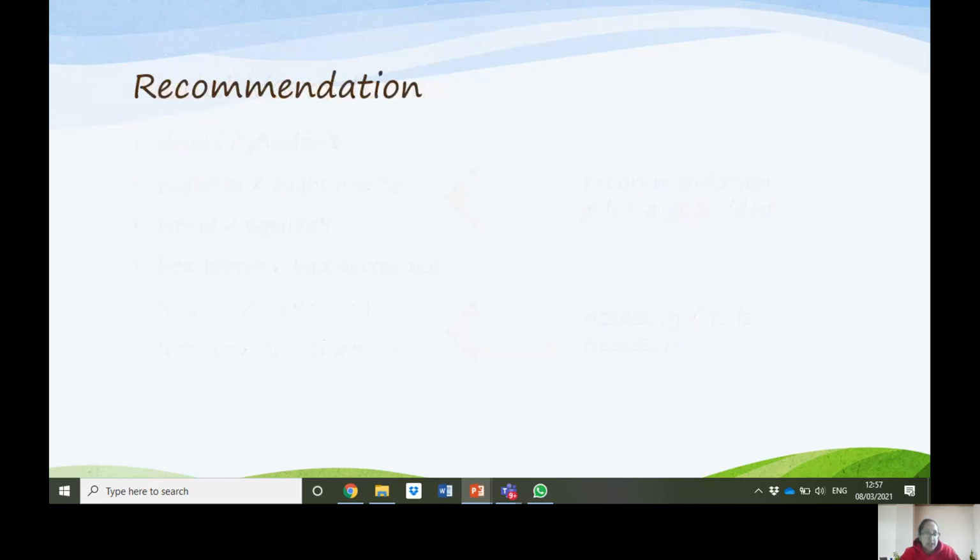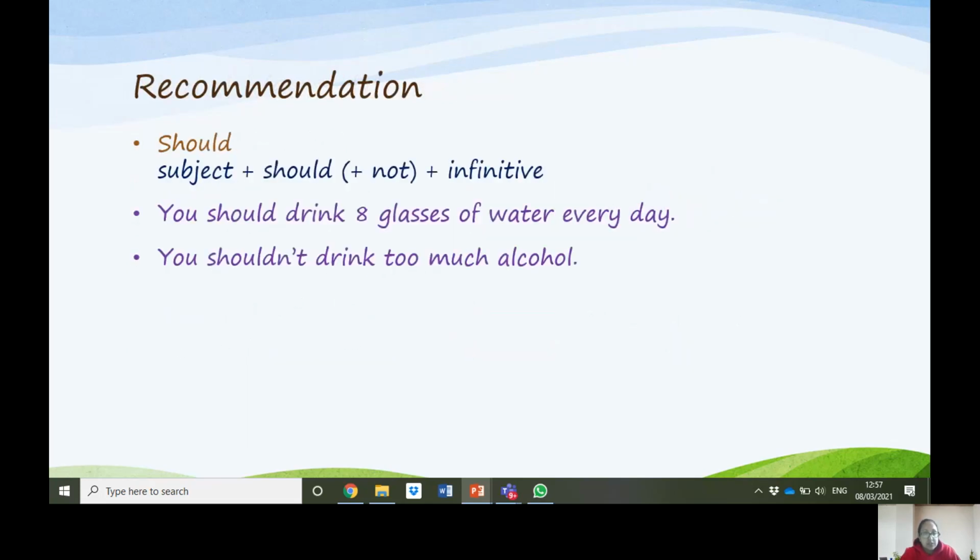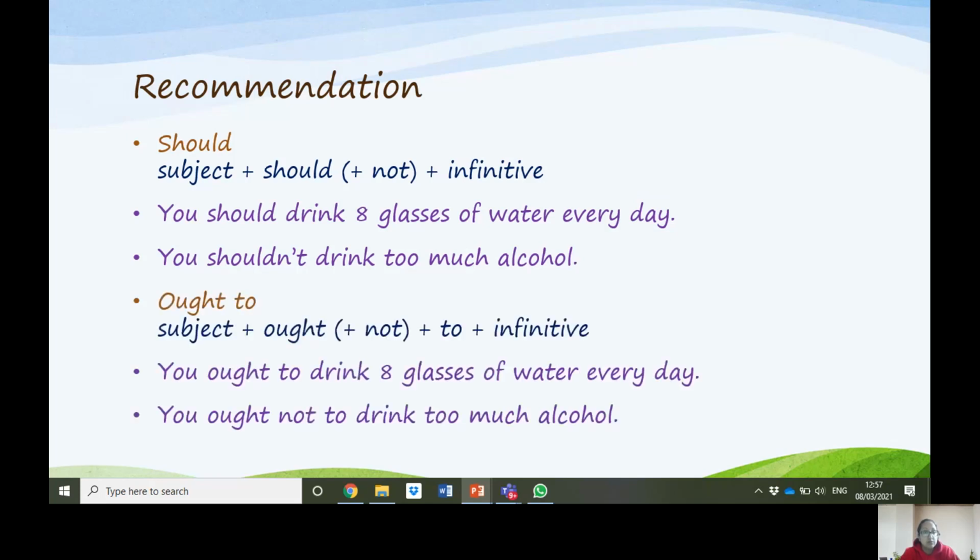Start with the recommendation ones. Should is used with an infinitive. You should drink 8 glasses of water every day. You shouldn't drink too much alcohol. Ought to or ought not to with the infinitive is, for example, you ought to drink 8 glasses of water every day. You ought not to drink too much alcohol.